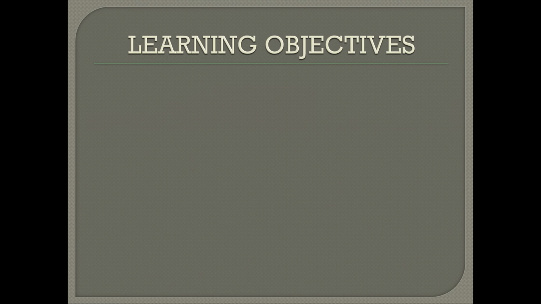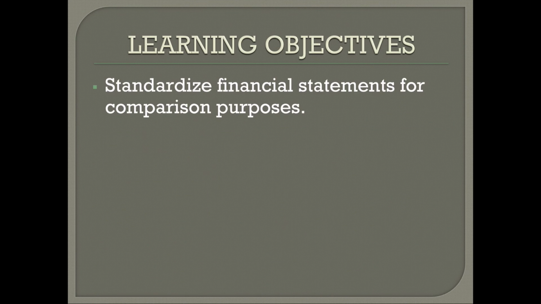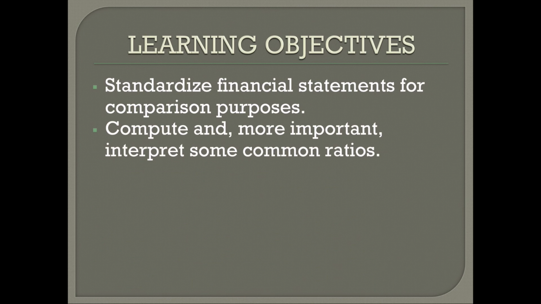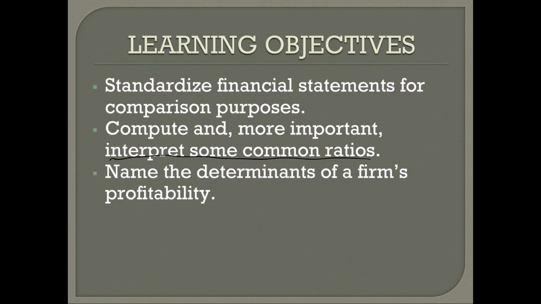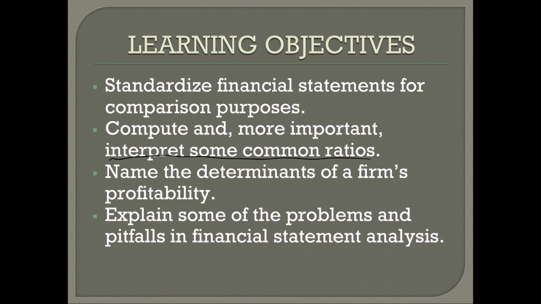So, what are our learning objectives for Chapter 3? First of all, be able to standardize financial statements for comparison purposes. And then we'll compute, and more importantly, be able to interpret some common ratios. So a ratio is simply one value divided by another. It's not a difficult calculation. What's most important is that we are able to interpret some of these common ratios. What are they actually showcasing, and why is that important? Then we'll be able to name the determinants of a firm's profitability. And lastly, explain some of the problems and pitfalls in financial statement analysis.